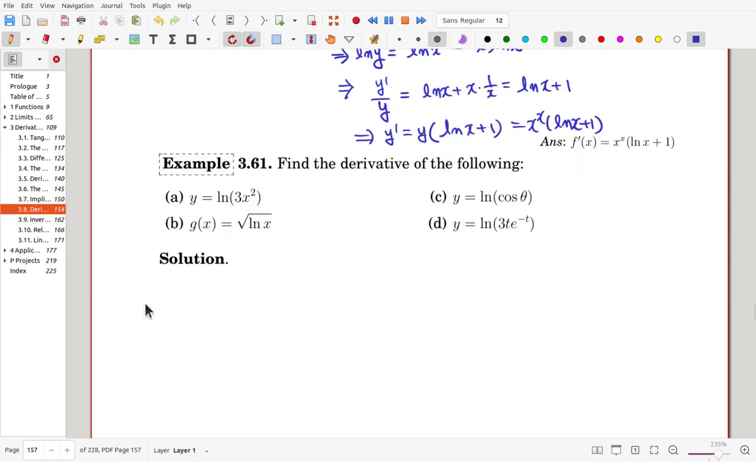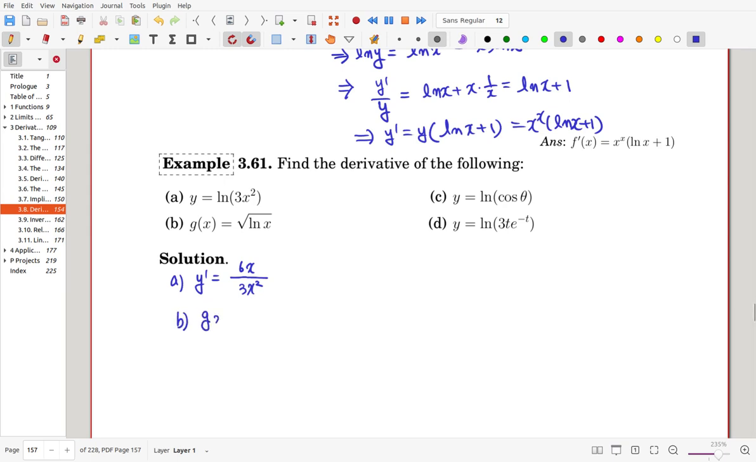Okay, now we'll try to find the derivative of the following. Here, part A. Now y prime, for the logarithm of f of x, is f prime over f. F prime is 6x, and f itself is 3x squared. So you can simplify.